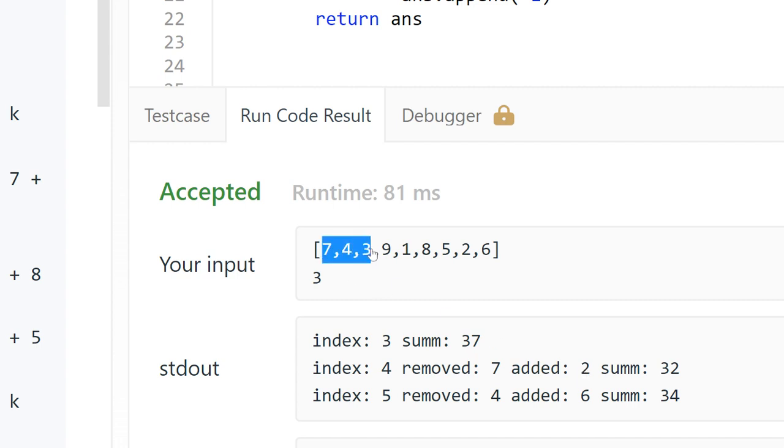See, this is the iteration number 3. Now what I have to do? I have to remove 7 and add 2. Remove this 7 and add 2 to make it happen, so make it ready for the next iteration. Now come to the next iteration where index is 5.